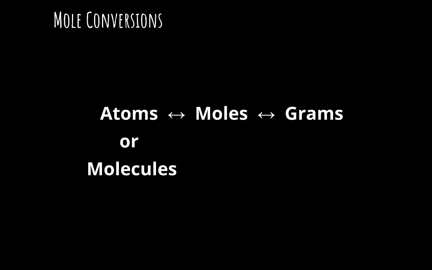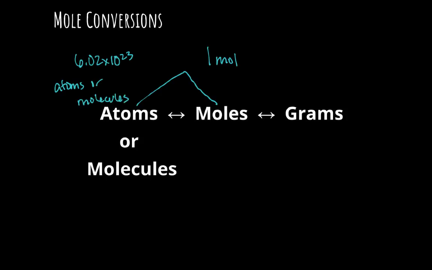So this is the conversion chart that we used in Honors Chem. So let's just kind of go through and remind ourselves what the conversions are. So if you're going from atoms or molecules to moles, you remember that 1 mole equals 6.02 times 10 to the 23rd atoms or molecules. And that just depends on what it is. So it's 6.02 times 10 to the 23rd. If you're dealing with atoms of things, you use the unit atoms. If it's molecules, you use molecules.